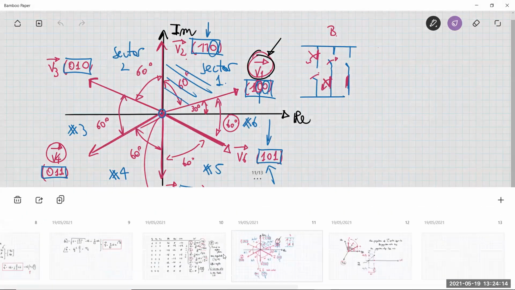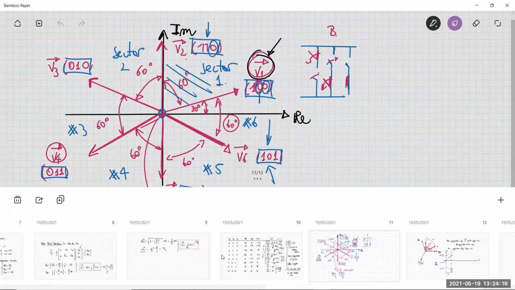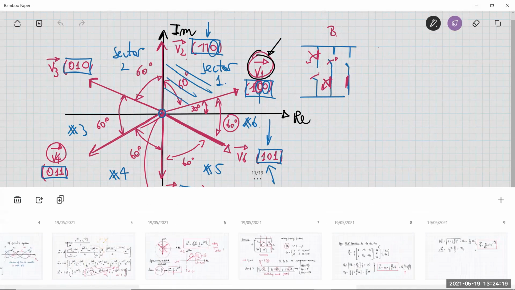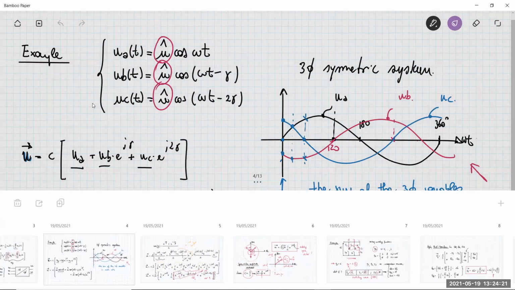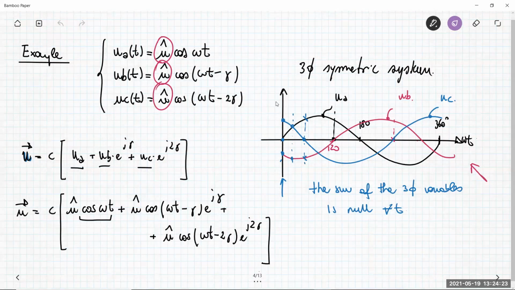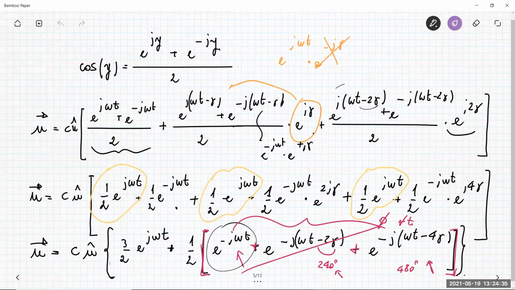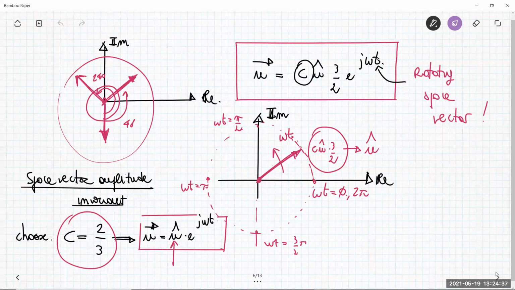Remember also that we have a description in the space vector of a three-phase voltage system. Remember this exercise, this example. What is the representation in the space vector plane of a three-phase symmetric system like this one? It is a rotating vector. Remember our long computation: it is a rotating vector.